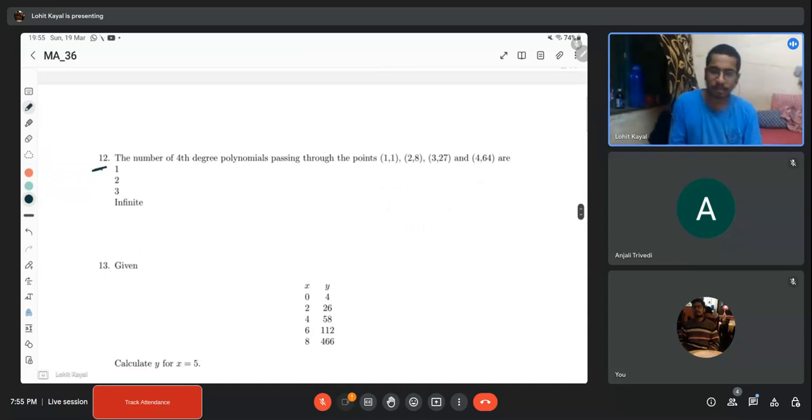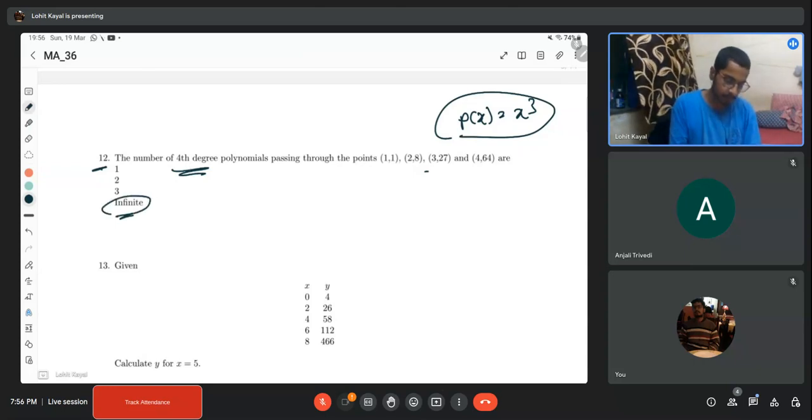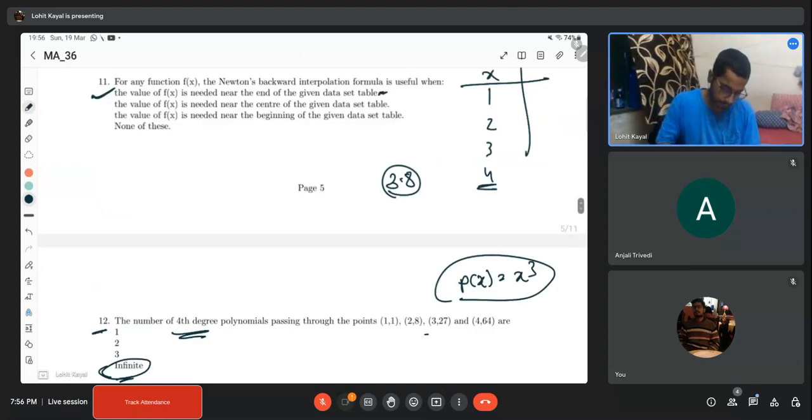So we have done a similar problem like this already. Here there are four data points and a four degree polynomial, but actually we can fit a polynomial p(x) of x cube, right? So here this answer will be correct. So we can fit actually infinite number of polynomials.